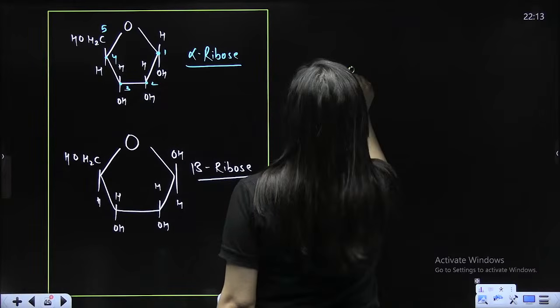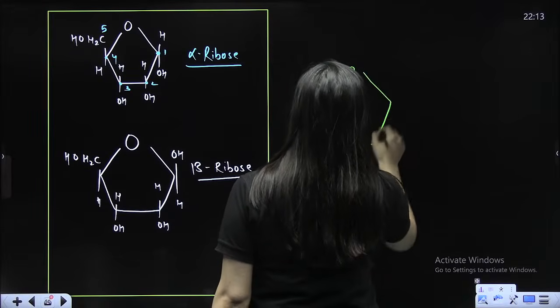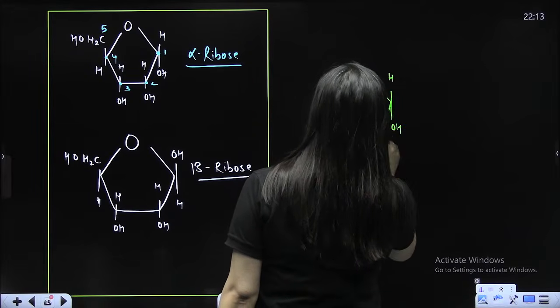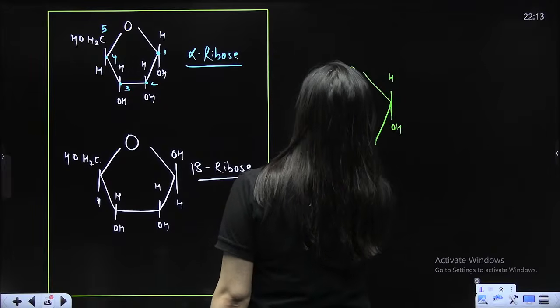C5H10O5. Done. So one more structure I would like to discuss here. This is deoxyribose.